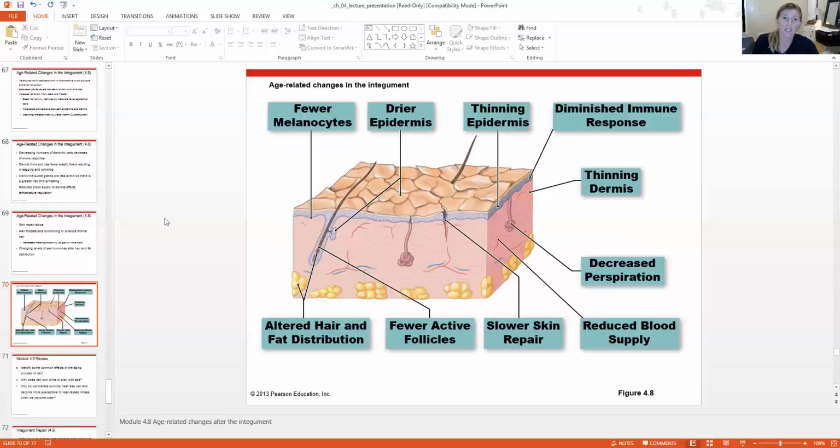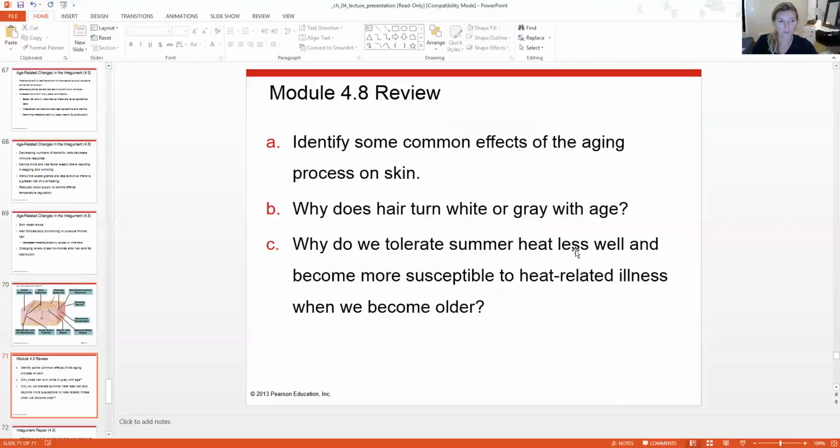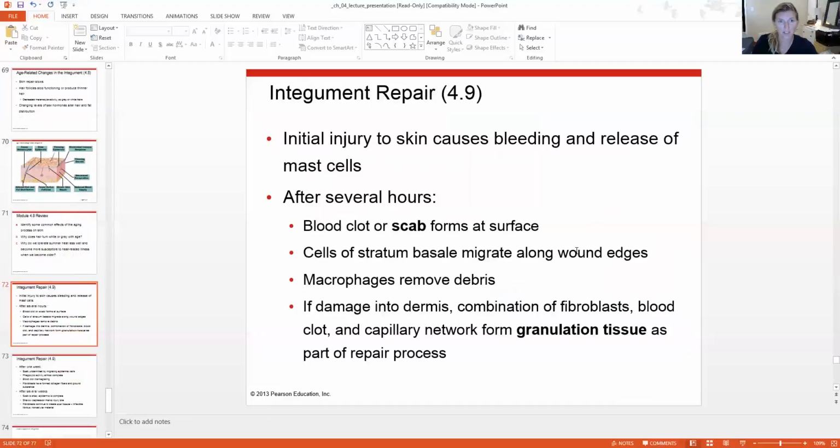So here is a summary of the age-related changes: fewer melanocytes, drier epidermis, thinning epidermis, etc., for all of my visual learners. And here's our review for this section.